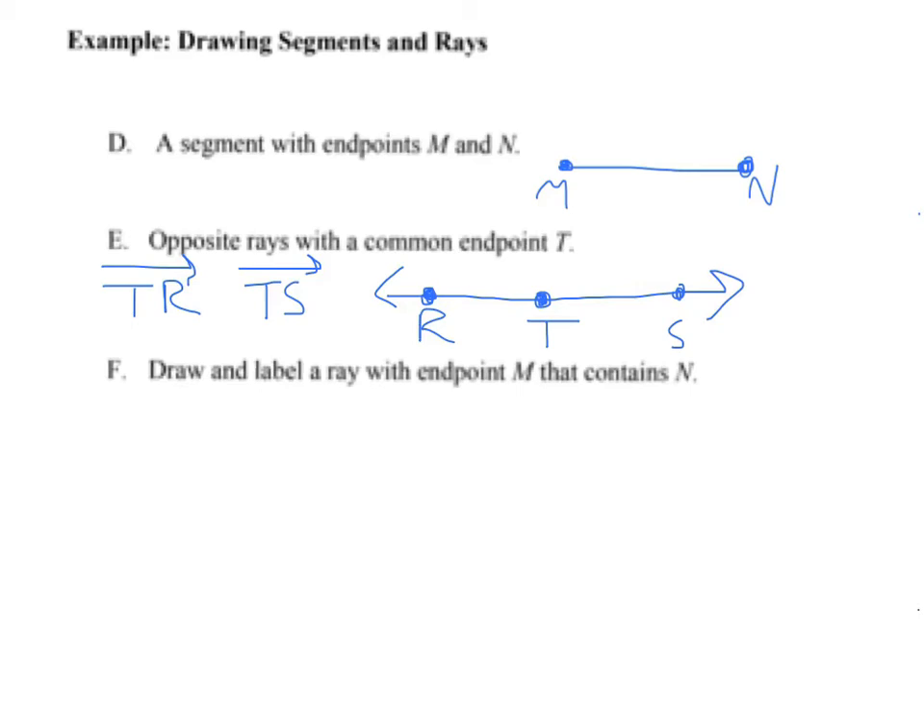The last question here says draw and label a ray with endpoint M that contains N, which is kind of a weird way to say it, contains N. Well, if it has endpoint M and it contains N, really I'm drawing the ray MN, something that starts at M and goes in the direction of N. So I'm just going to draw my point M, and I'm going towards N. And that's it. Pretty easy, right?